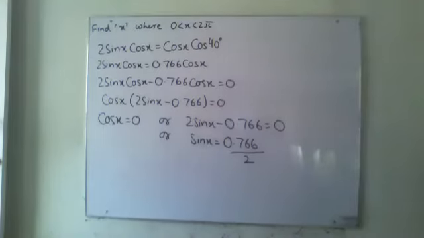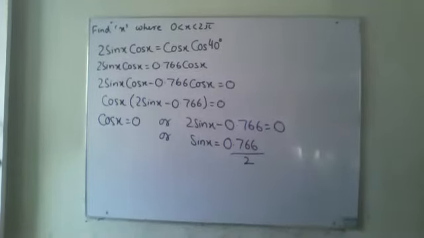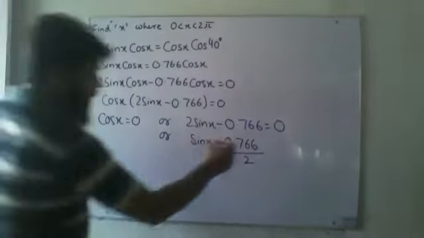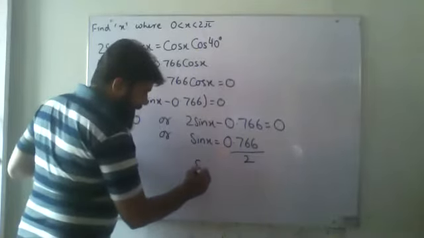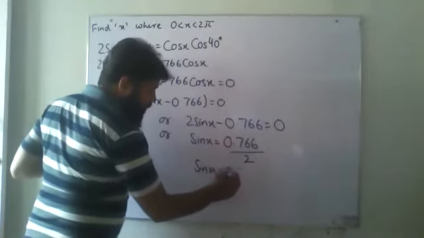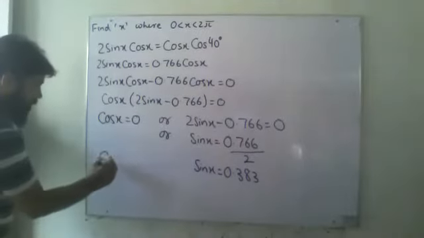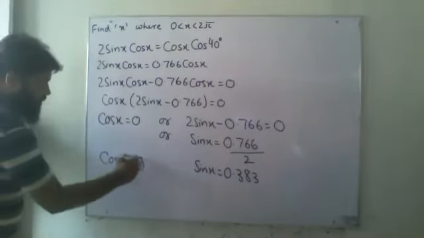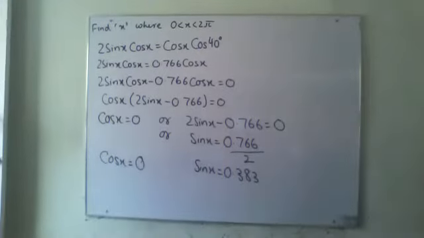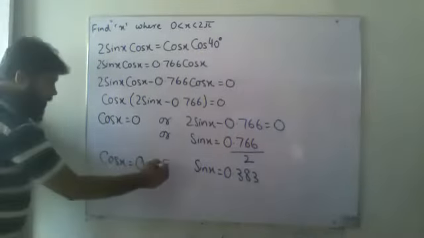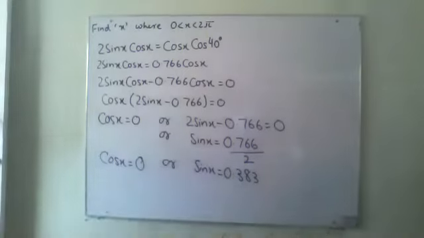Okay, 0.766 over 2, and when I divide it by 2, the answer is going to be sine x equals 0.383, and this is cos x equals 0. Now, first of all, I'm going to solve this one.